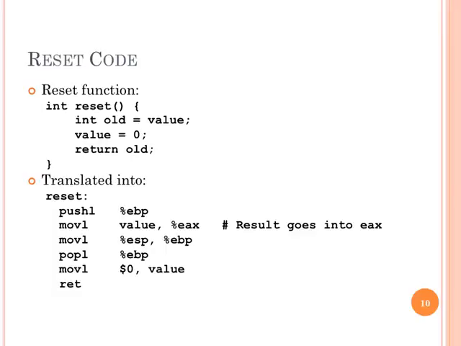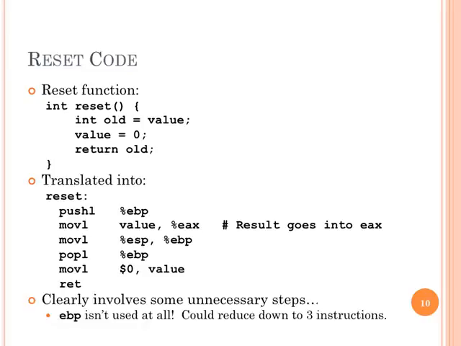So we could eliminate the push EBP, the move ESP EBP, and the pop EBP. And then our function would only be 3 instructions long. It would be a lot nicer. It would be probably twice as fast. All we really need to do is move value into EAX, move 0 into value, and ret. That's really all we had to do.